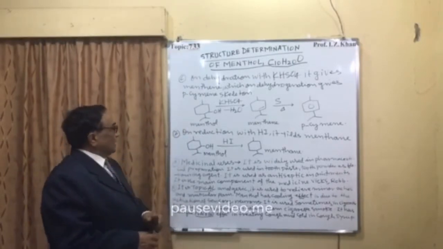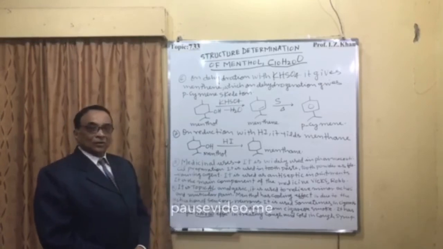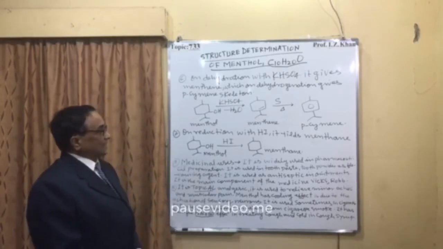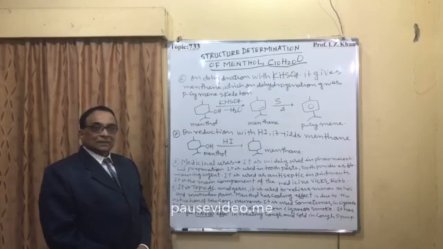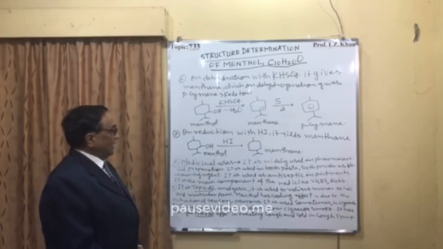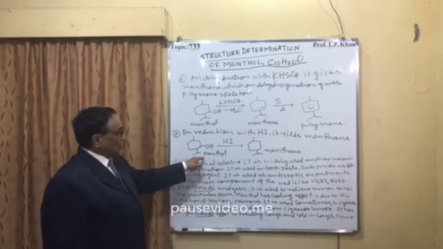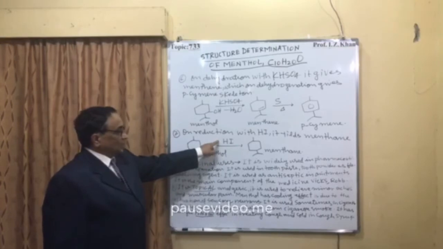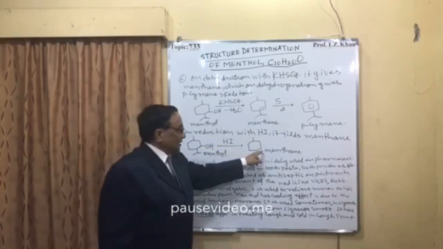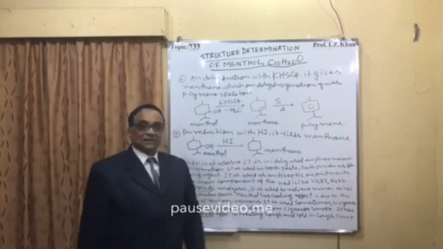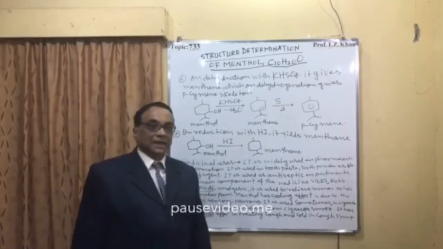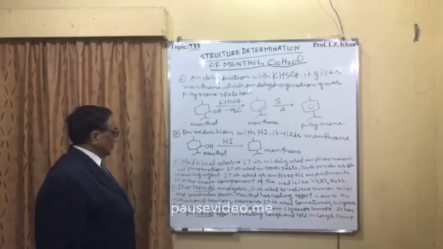Number 7, on reduction with hydroiodic acid, that is HI, it gives menthane. That is, when menthol is treated with hydroiodic acid, it gives menthane. Again this reaction confirms that it contains a secondary alcoholic group.